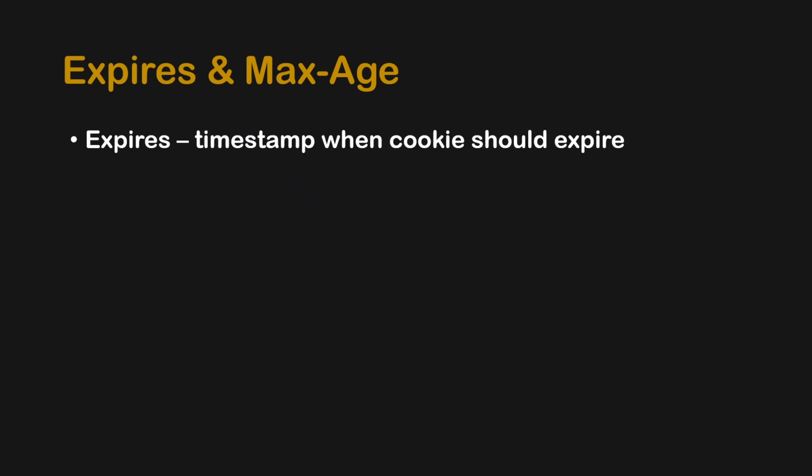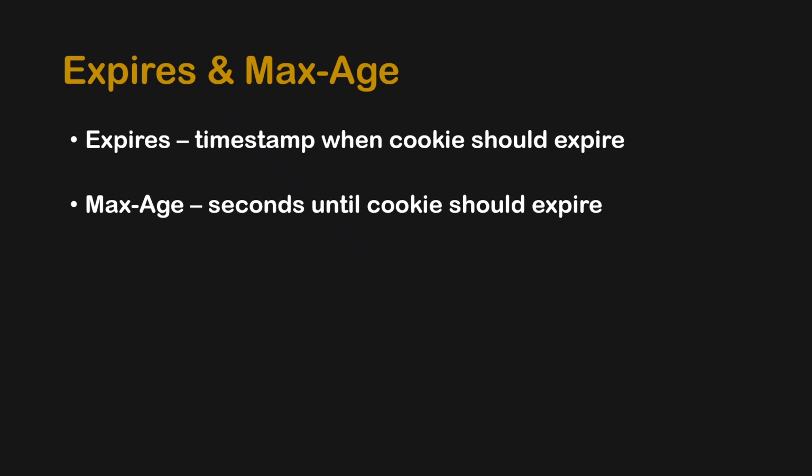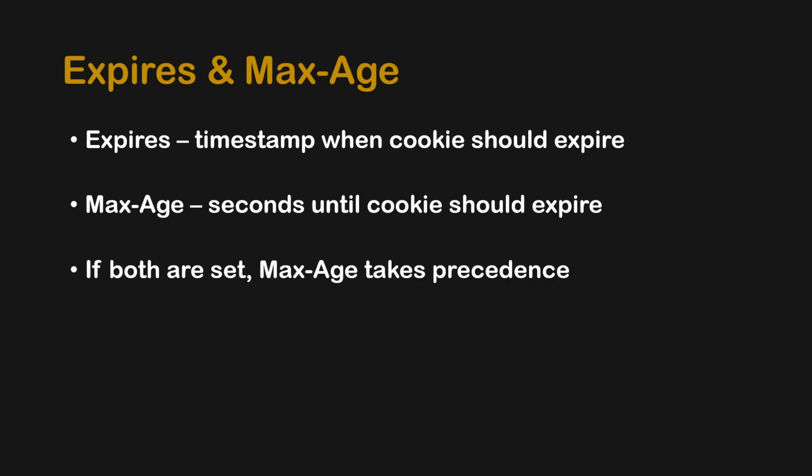In order to make cookies persist across browser sessions, there's a couple properties you could use. The first one is the expires property. This is a date timestamp of when the cookie should expire. Alternatively, you can use max age, which is a relative amount of time in seconds from now when you want the cookie to expire. You can actually set both at the same time, but if you do, the client will just prefer to use the max age value.